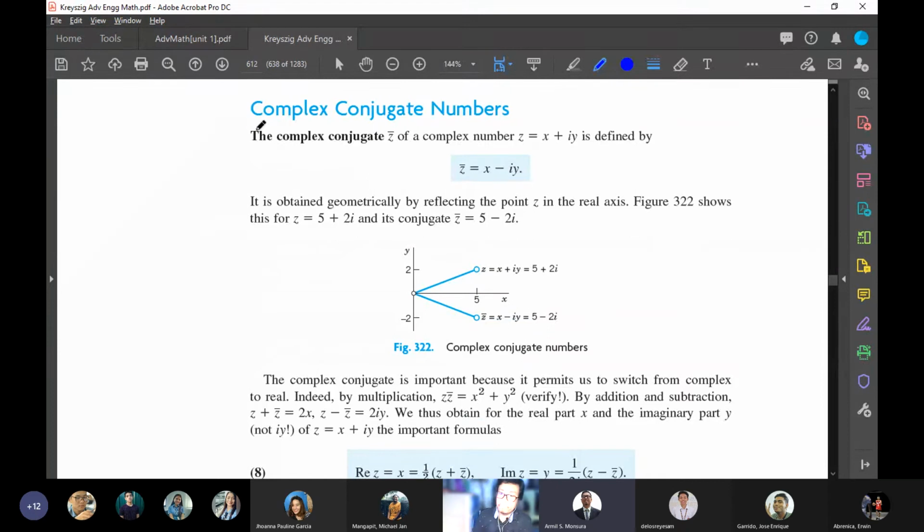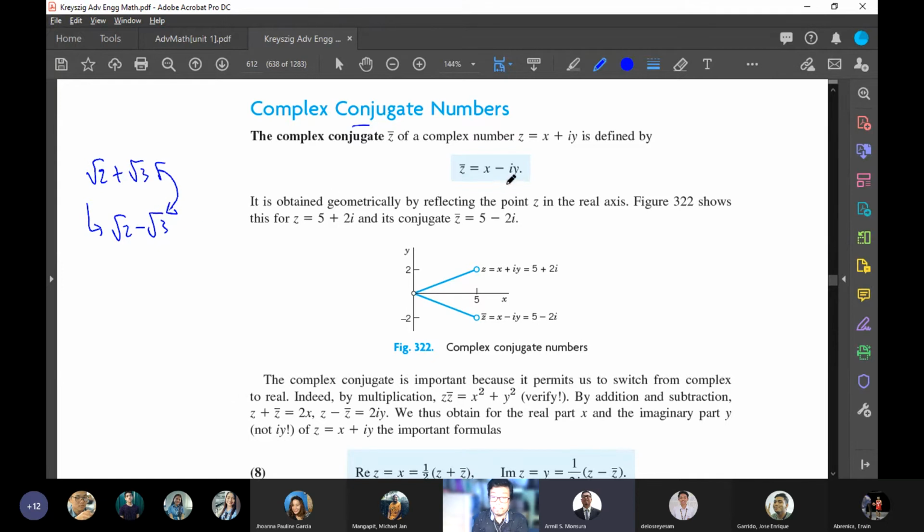Now, we now define conjugate, or complex conjugate numbers. Sa irrational numbers ninyo, whenever you have something like square root of 2 plus square root of 3, the number square root of 2 minus square root of 3 is called the conjugate of this number. So these two are conjugates of each other. We call these two as the conjugates of each other. But these are real conjugates.